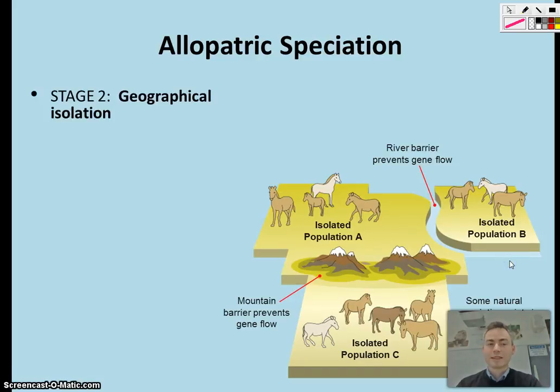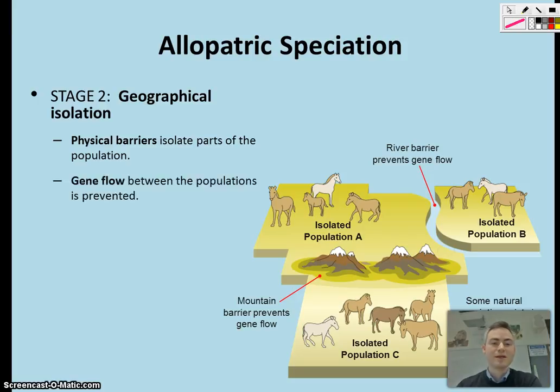But then something happens. Some geographical isolating mechanism occurs, and we've got a few examples of it here. So a river suddenly appears and cuts off one population, or a mountain range suddenly bursts up out of the ground and isolates the other population from the group. There are physical barriers which prevent, and the key here being preventing gene flow between the populations.